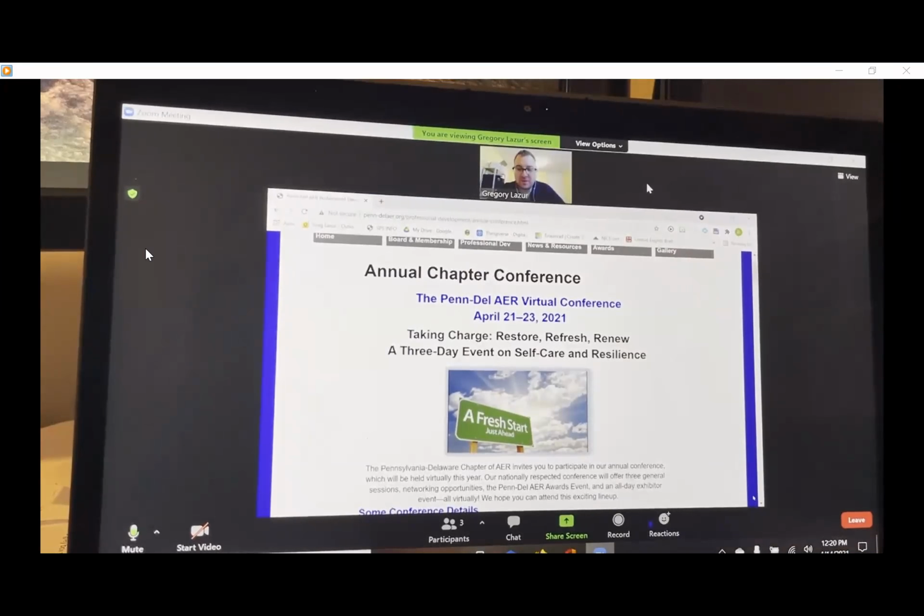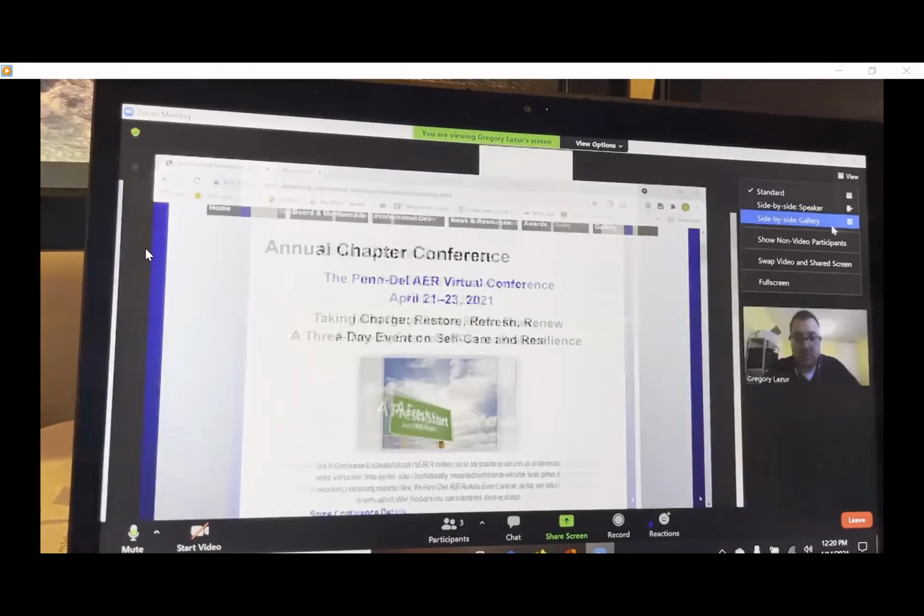Now, what if I wanted to see a bigger you, like if you were presenting, and see the PowerPoint or handout at the same time? So we can change that, and you can adjust that pretty easily by changing your view to gallery view side by side. In your upper right corner, just the opposite of where you were, you will find a view tab. Okay, I click that. Oh, and it gives me some choices: standard, side-by-side speaker, and side-by-side gallery.